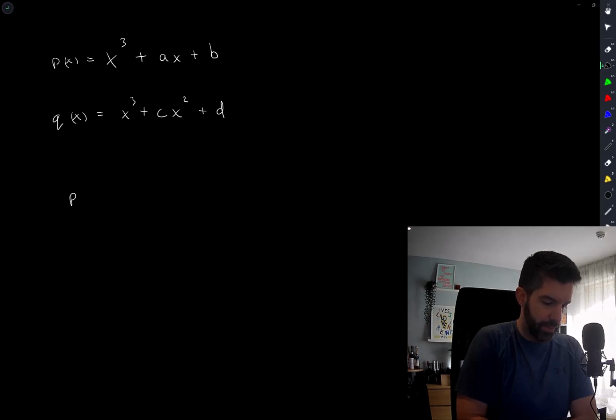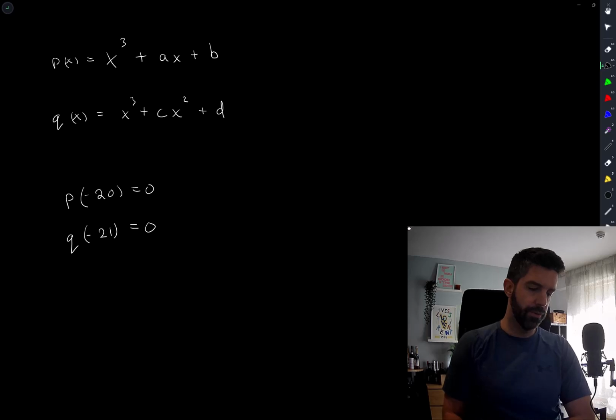Let's just write out what we're given here first. So we have these two polynomials. I'm going to call this p of x, and I have q of x, x cubed plus cx squared plus d. And I have p of negative 20 is equal to 0, and q of negative 21 is equal to 0.